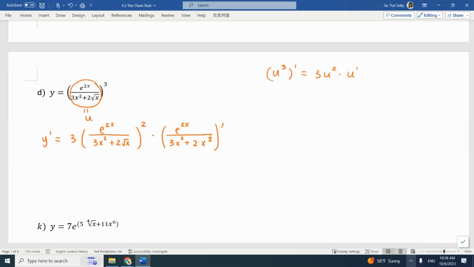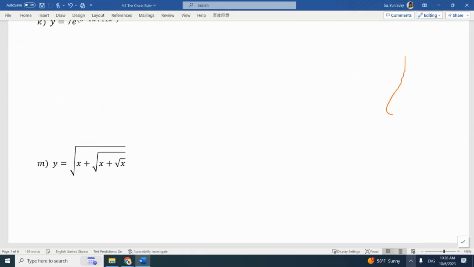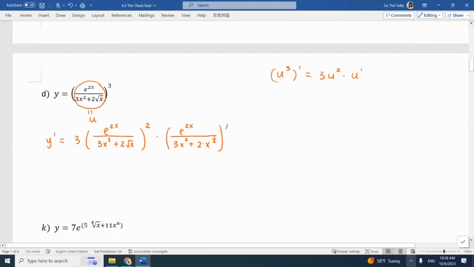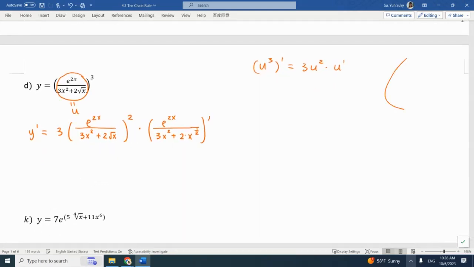So the first layer is chain rule. Imagine an onion. Have you ever cut an onion? A lot of layers, right? The first layer is chain rule. And then the second layer, you see, this is a quotient. We use quotient rule. Right, everybody? So let's write it down.